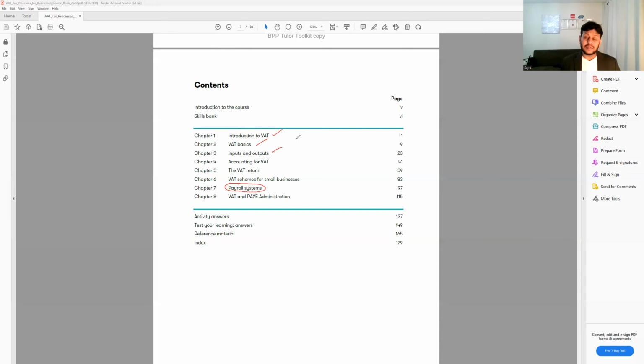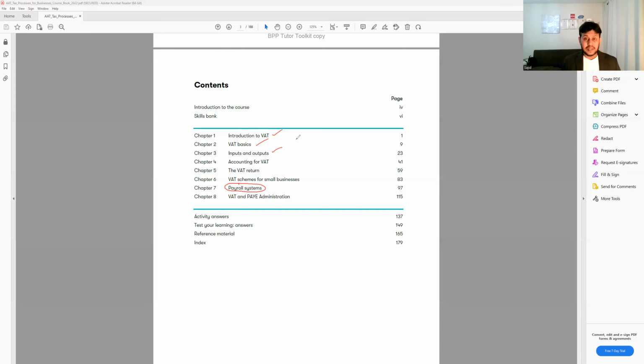On the other hand, we have something called a reduced rate. Now, the reduced rate could be 5%. We have something called a flat rate. We have something called zero rated. And finally, we have something called exempt supplies. Now, exempt supplies, for example, a charity.